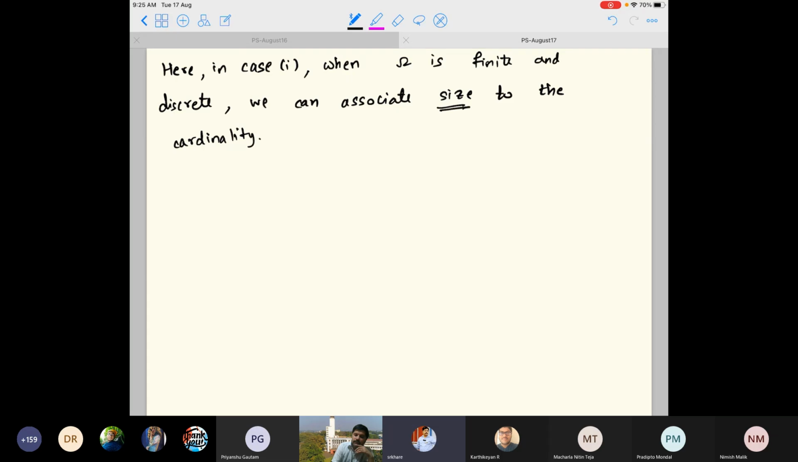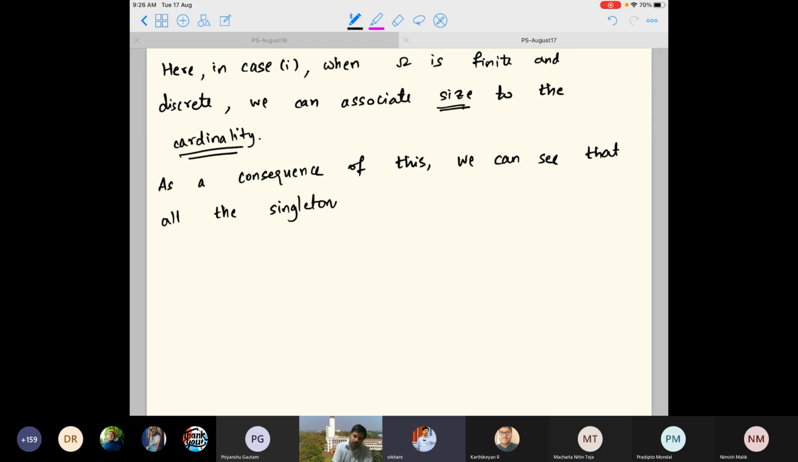Okay, we can associate size to cardinality. So a certain set being bigger in size than another set means that that particular set has more elements sitting inside. As a consequence of this, we can see very easily that all the singletons are of the same size, right? What is the size here for all the singletons? Same size. Size is actually 1.